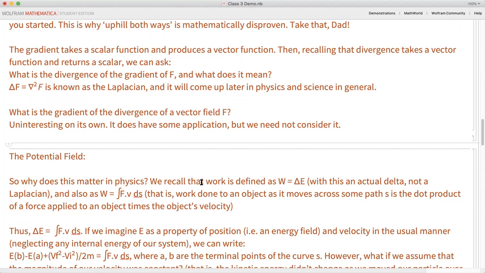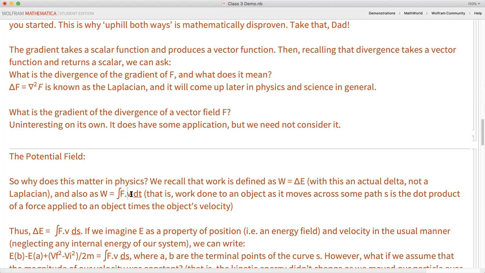So we actually do this by remembering that work in physics is the change in energy. And this is a delta, it's not a Laplacian, it's a delta. And the work can be described as the integral of the force times the velocity over some time t, right? So the work done to an object is the force times the velocity over some time t, and I'm using s here to represent the total curve, but really we're restricting it to a curve with parameter t, right?